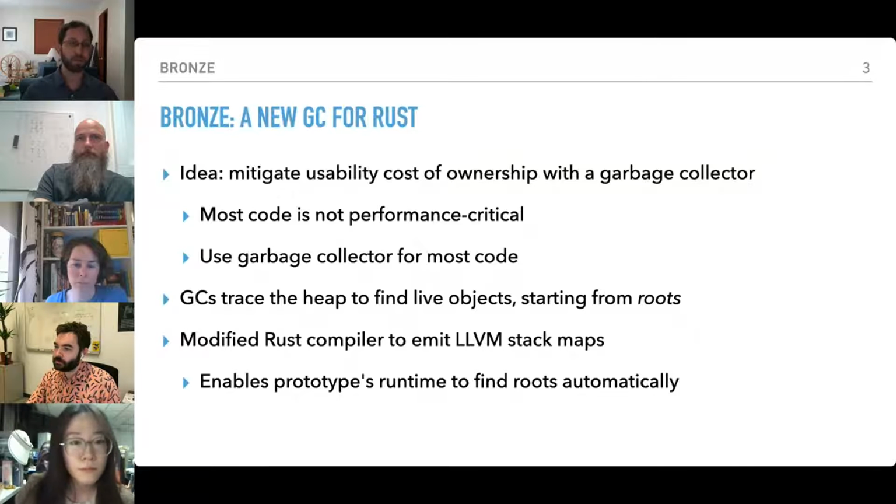So garbage collectors work by tracing the heap to find live objects starting from roots. So what we did in our prototype is we modified the Rust compiler to emit LLVM stack maps. And this enables the prototype's runtime to find these roots automatically for cases that are implemented in the prototype. So good, so then the question is, does it actually help people?